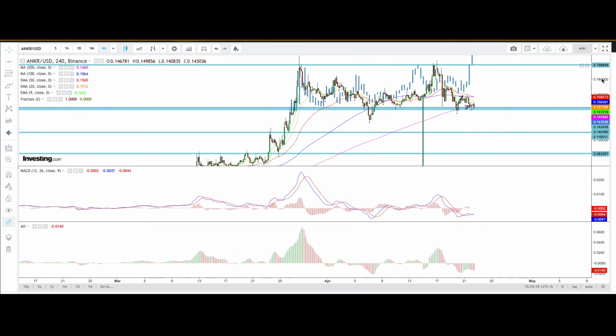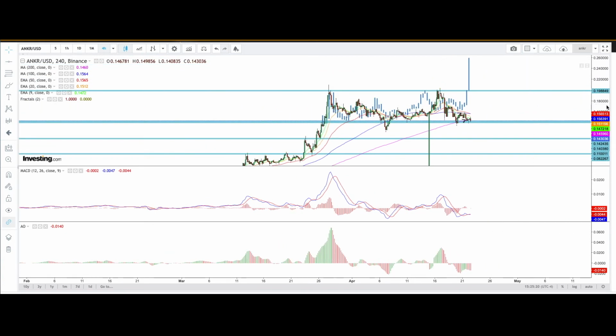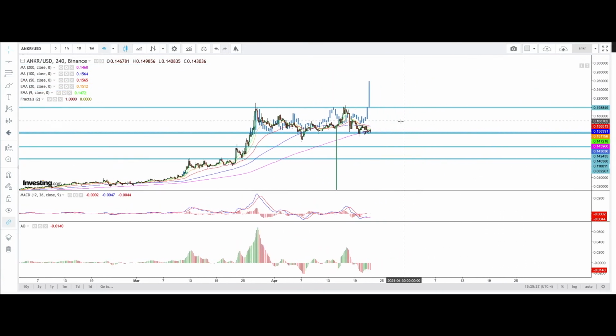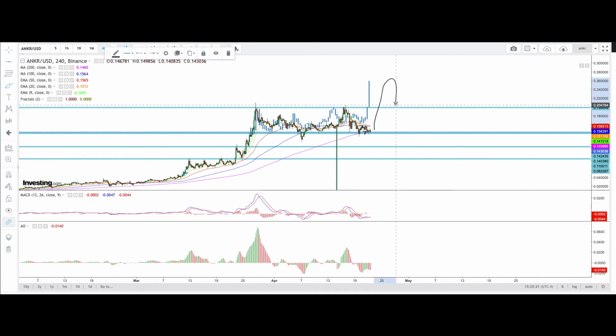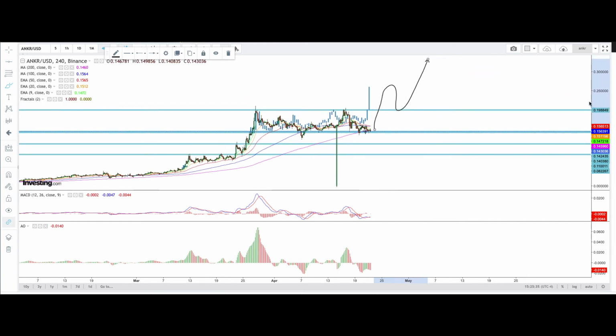So what we're looking for right now, if we're going by that same pattern, is for price to break above here and come down back here. We're gonna be patient before it blasts off, and that's what we're looking for. And that is the technical indicator on the ANKR coin.